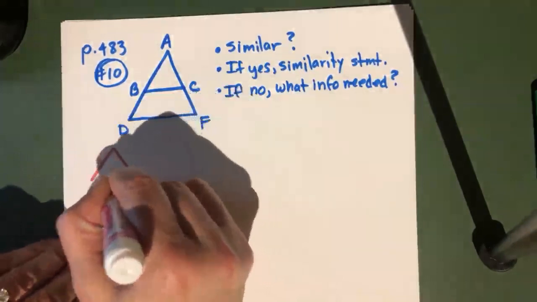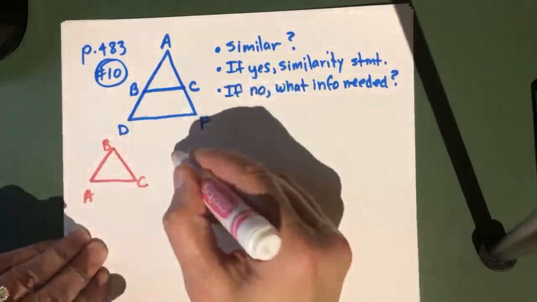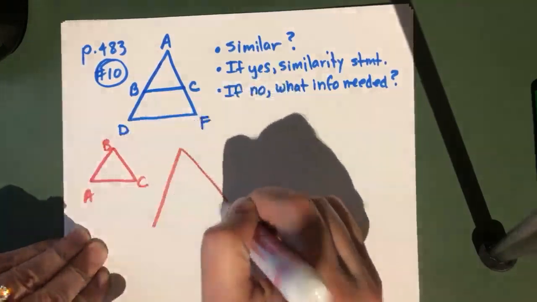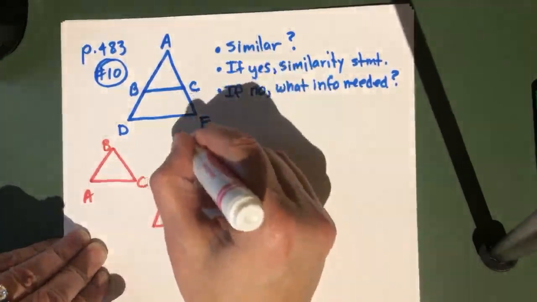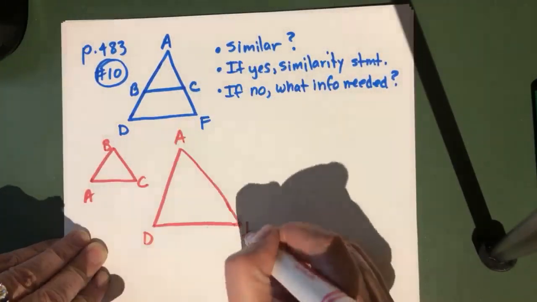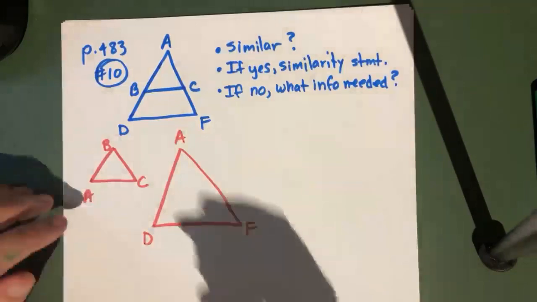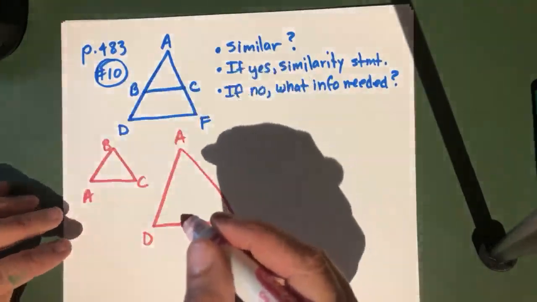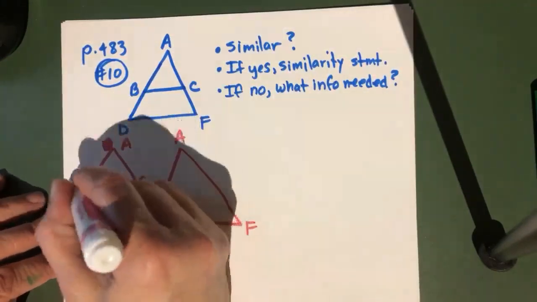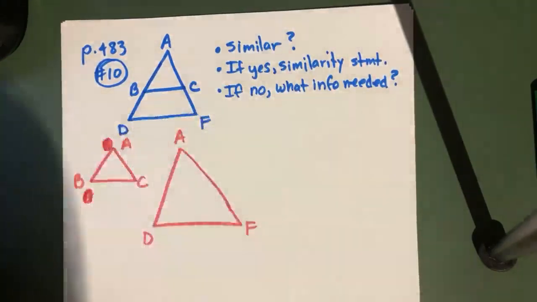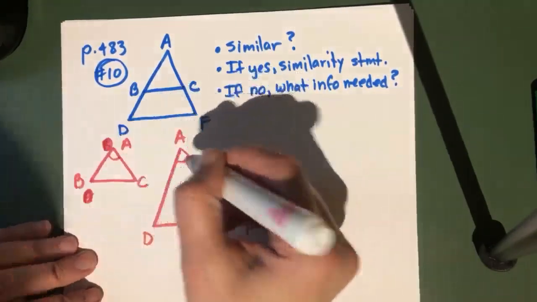We have triangle ABC, right? And then what's the big triangle? Good Lord, that's a horrible picture. The big triangle is ADF, right? So those are your two triangles. We're trying to prove they're similar. Well, first of all, okay, whoops, I wrote this wrong. That should be A, that should be B, and that should be C. It's late. They both have this angle, right? We already know they have that angle.